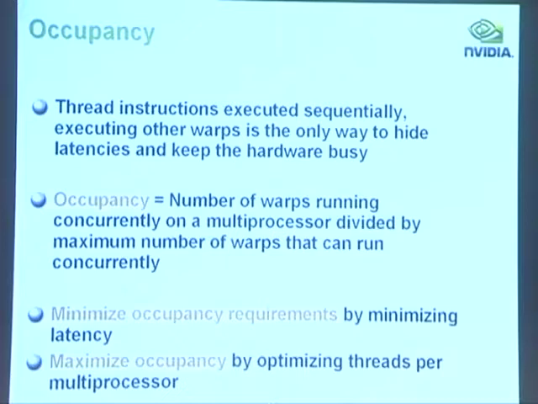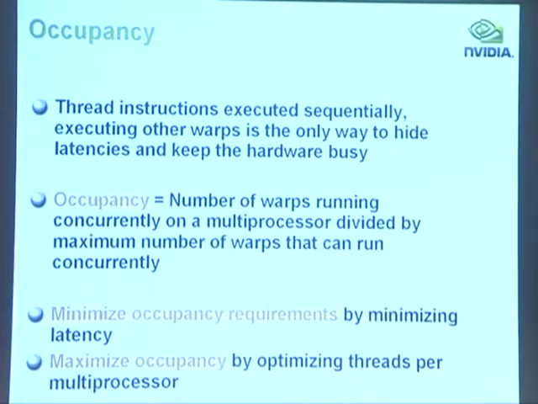Okay, so the next concept I want to talk about is occupancy. This came up in Dave's talk, but occupancy is the number of warps running concurrently on a multiprocessor divided by the maximum number of warps that can run concurrently. Lars yesterday talked about the fact that each multiprocessor has 24 instruction counters. That means 24 warps can be resident on that multiprocessor at a time. By having multiple warps active from different thread blocks, if one warp is blocked, you can swap in another warp that's not blocked and do some useful work while you're waiting on the memory transaction.